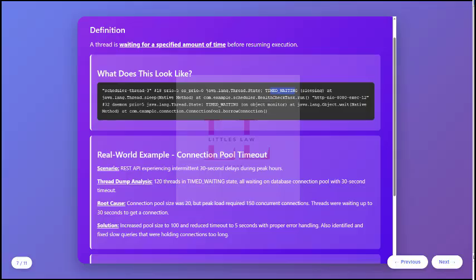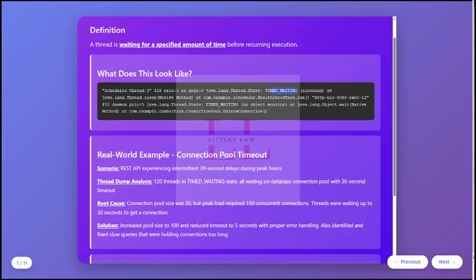So the solution involved three actions. Firstly, we increased the pool size to 100 connections. Second, we reduced the timeout to 5 seconds with proper error handling, which is better, to fail fast rather than waiting for 30 seconds. And thirdly, and most importantly, we identified and fixed several slow queries that were holding connections for too long.